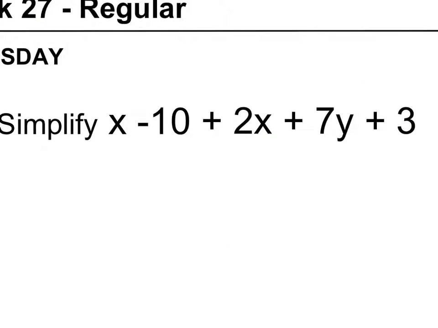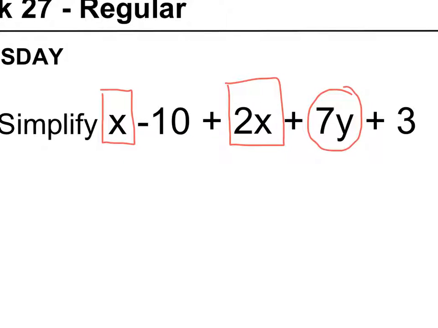All right, problem number 4 is for Tuesday's warm-up. It says to simplify. So basically what we're going to do is combine all the terms that are the same. So I'm going to use a different shape for my different terms. So all of my x's, I'm going to put a box around. I know that those two need to go together. My y's, I'm going to circle. And then what I have left are terms without any letters next to them. So I guess I'm going to put a triangle around those two.